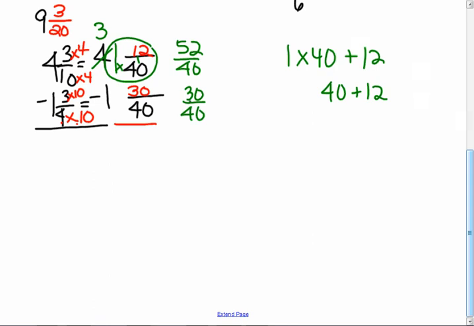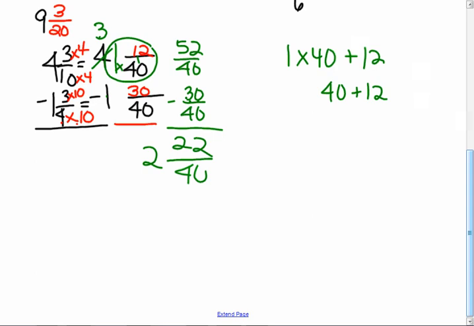As long as 30 comes away from 52, what do I get? 2 minus 0 is 2. 5 minus 3 is 2, so 22 40ths. And 3 minus 1 is 2. I don't know what my calculator is going to do. Well, we're going to do this on the calculator too. Can I reduce that?